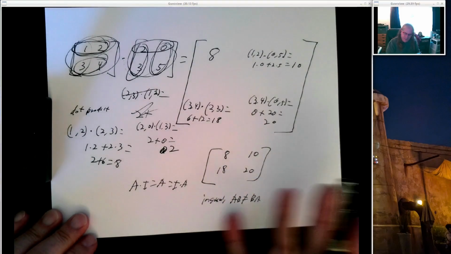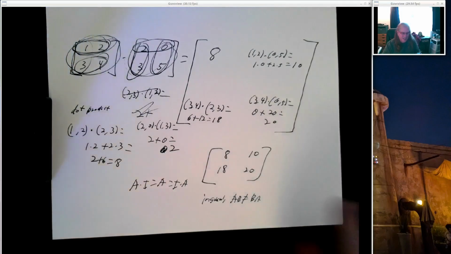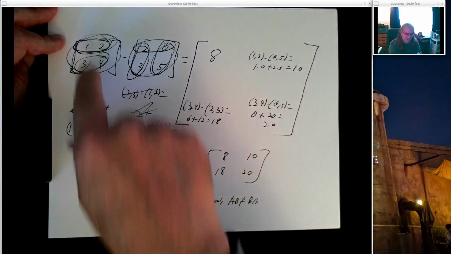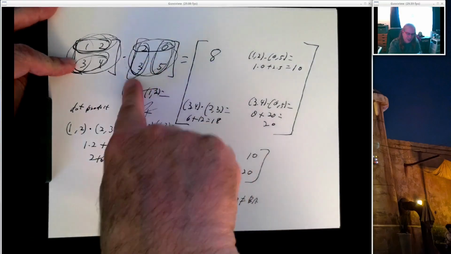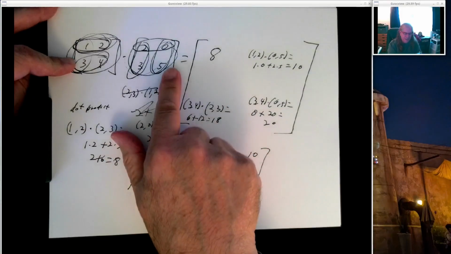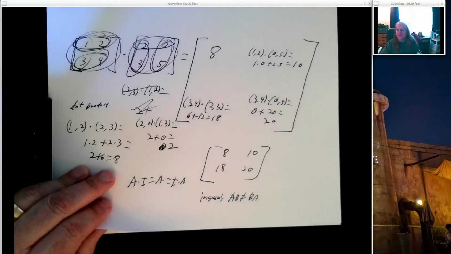And sometimes A times B isn't even something that makes sense, depending on the dimensions of A and B. If we had a 2 by 5 matrix, we could multiply it by a 5 by 6 matrix. That would be fine, but a 5 by 6 can't be multiplied by a 2 by 5. In Math 215, you find out all this stuff.